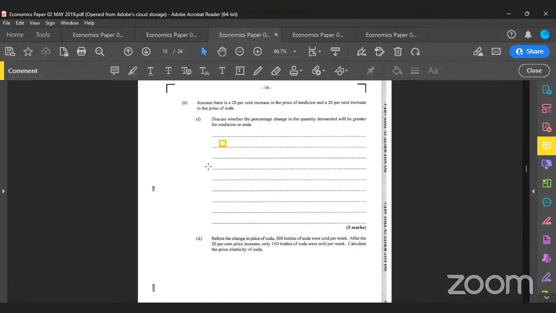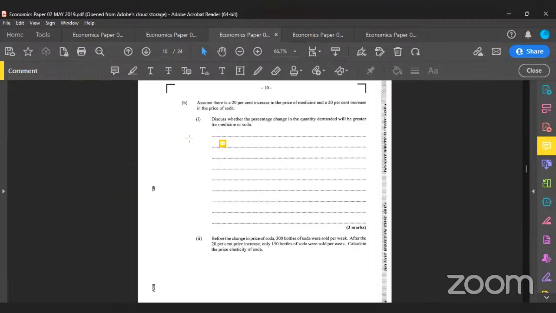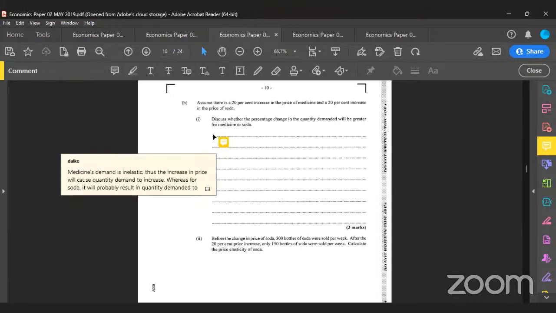However, soda is very substitutable, right? So if the price of Coca-Cola, for example, goes up, people would just drink more Pepsi. If the price of Bigga went up, people would just get more Busta, right? So that is definitely the scenario. Medicine is inelastic, whereas soda is elastic. So the percentage change in quantity demanded would be greater for soda, right?